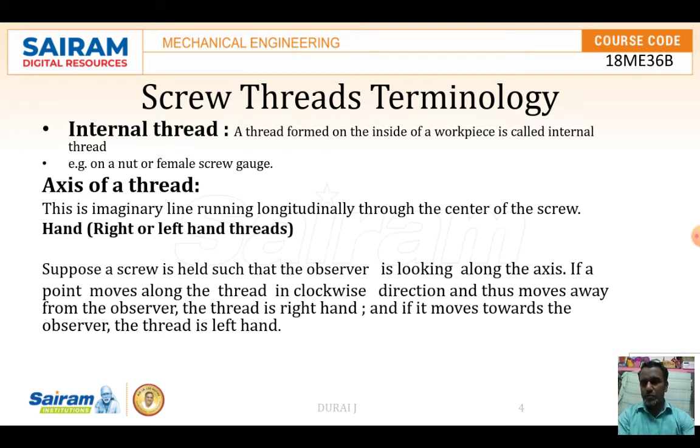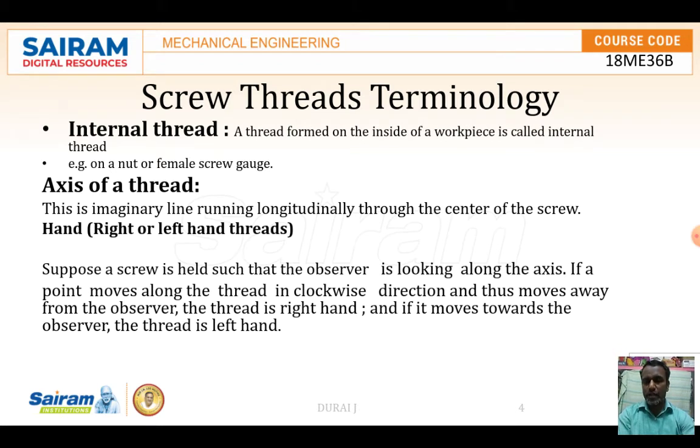And then comes the axis of the thread. Okay, so the imaginary line, longitudinal throughout the center of the screw, is the axis of the thread. So normally the axis of the thread is an imaginary one, it's not the real one. Okay, so for our convenience we are going to take this as the axis of the thread.